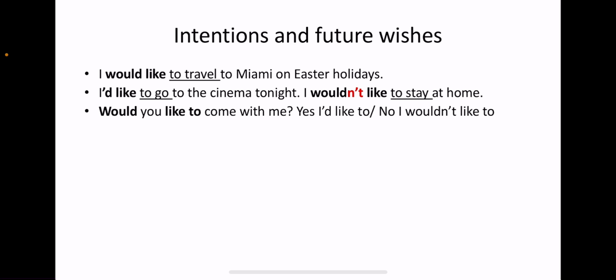So would like expresses a wish in the future, right? We know that the first sentence, I would like to travel to Miami on Easter holidays, refers to the future because it's something that you want to do. You have the wish to do it, and it's something that can occur in the future. Now, we know that those sentences do not include will or going to or the present continuous. So apparently they are not future, but the meaning is about the future. So it's possible that for intentions or future wishes, we can use would like to.